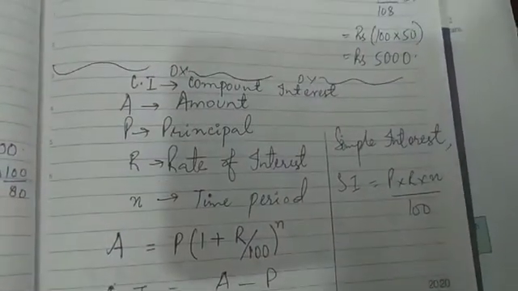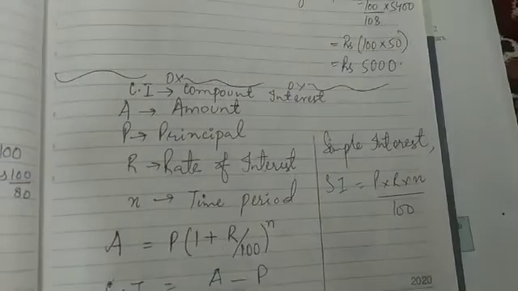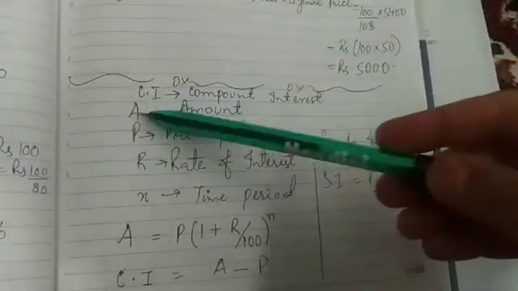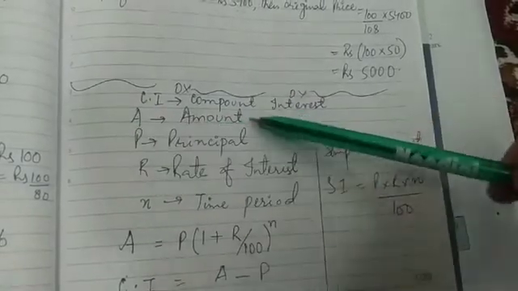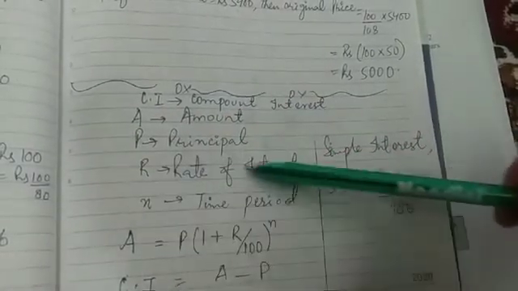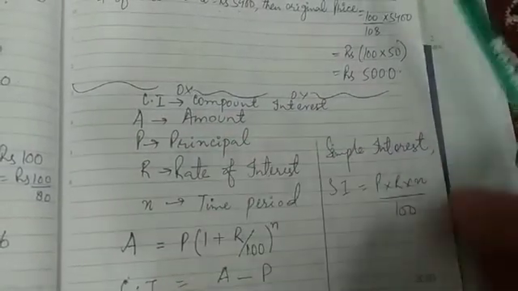So we were done with these two exercises. Now there is the third one. So there is this compound interest concept. We generally denote the compound interest by CI, simple interest by SI. A is amount, P is the principal, R is the rate of interest, and N is the time period.